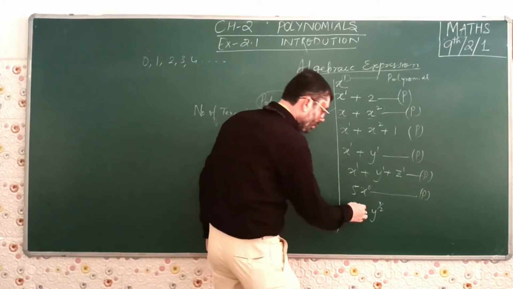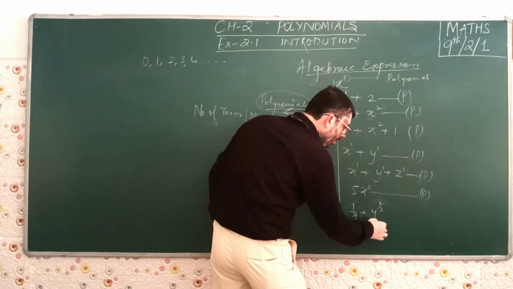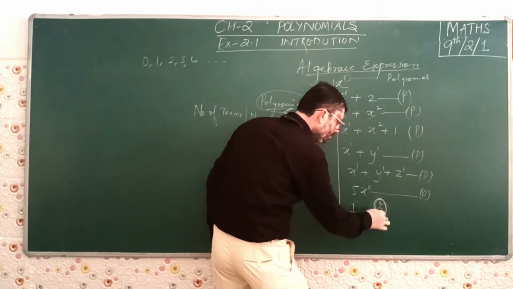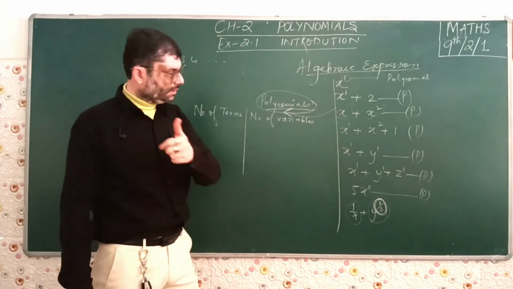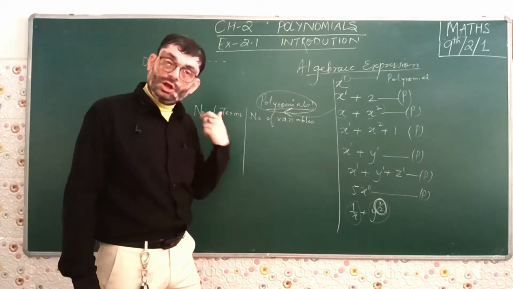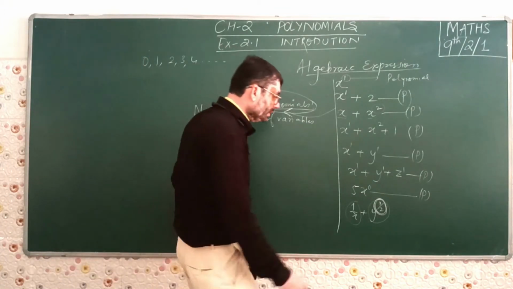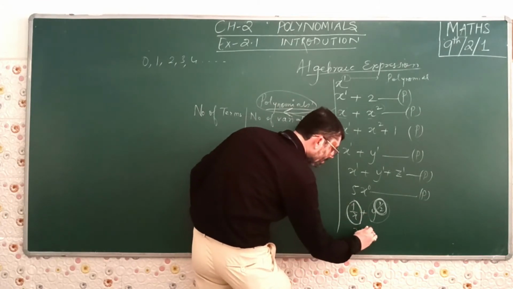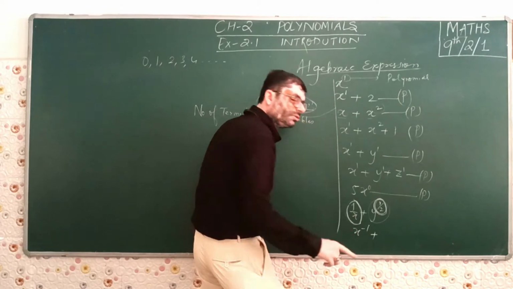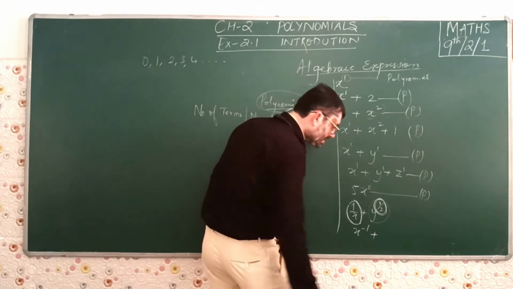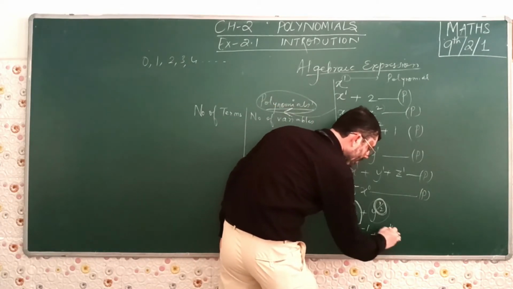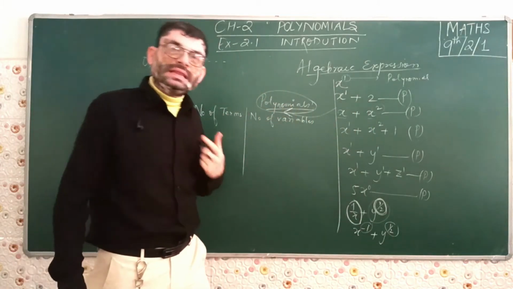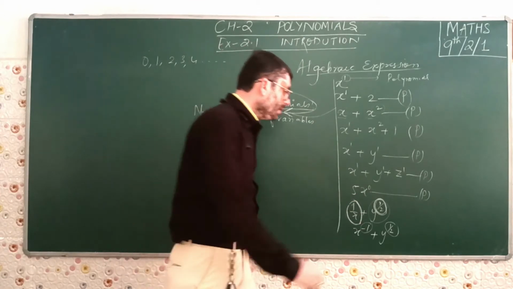Moving on to the last one, 1 by x, y to the power half. This half is a fraction. That means fractions are not allowed in a polynomial. Moreover, this 1 by x can be written as x to the power minus 1 from the laws of exponents we have learned in our previous class. This is y to the power half. Of the two values, one is a fraction, the other is a negative number. So this is not a polynomial.